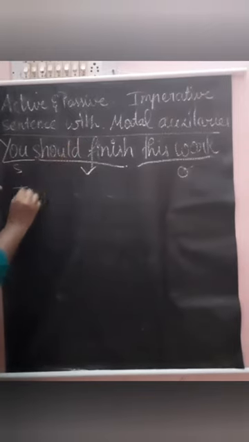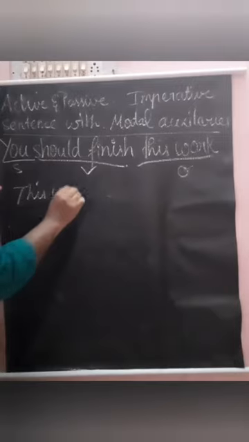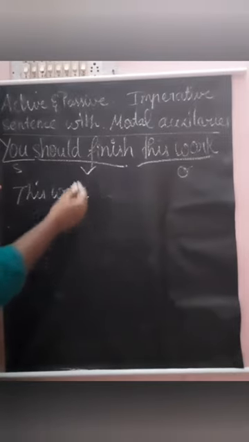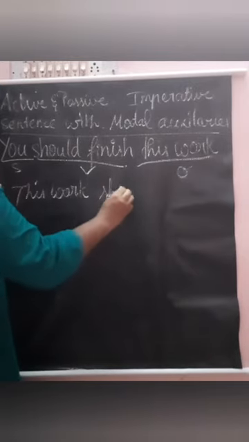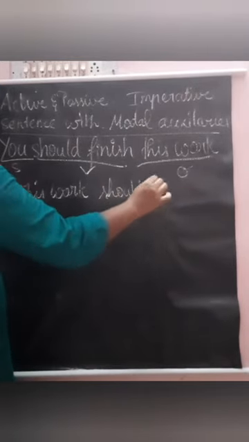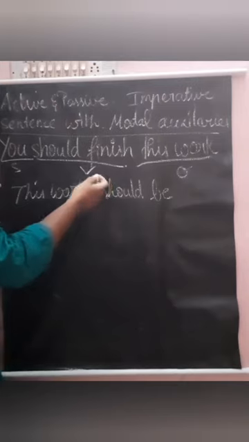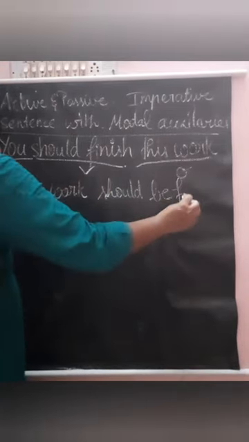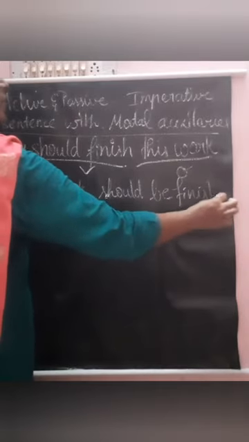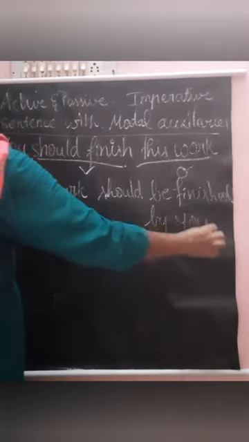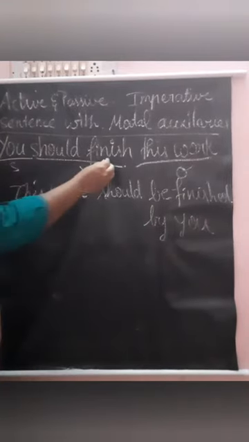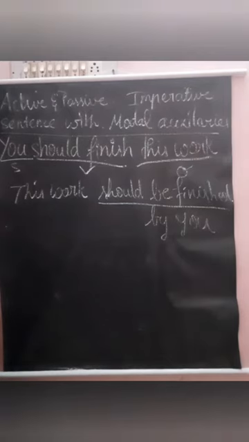You see, this work should be. So we have to add be, that's all. Along with the modal verb, we have to add be, and the verb will always be in V3 format. Should be finished. Should be finished by you. Very simple, isn't it? Should finish is changed into should be finished.